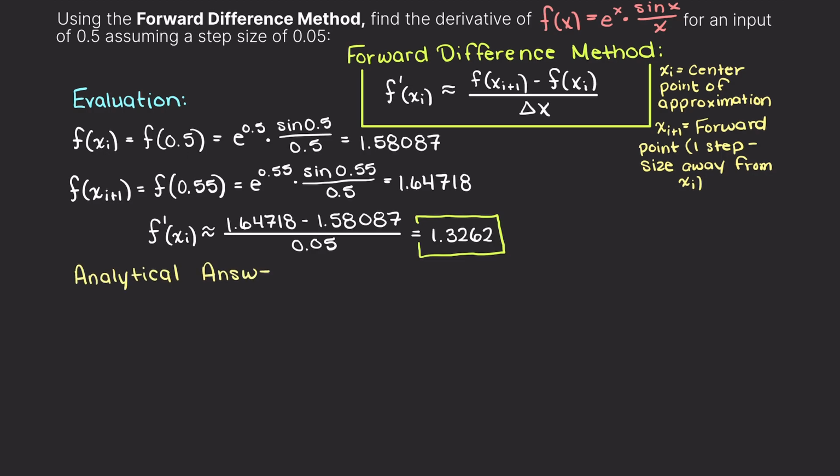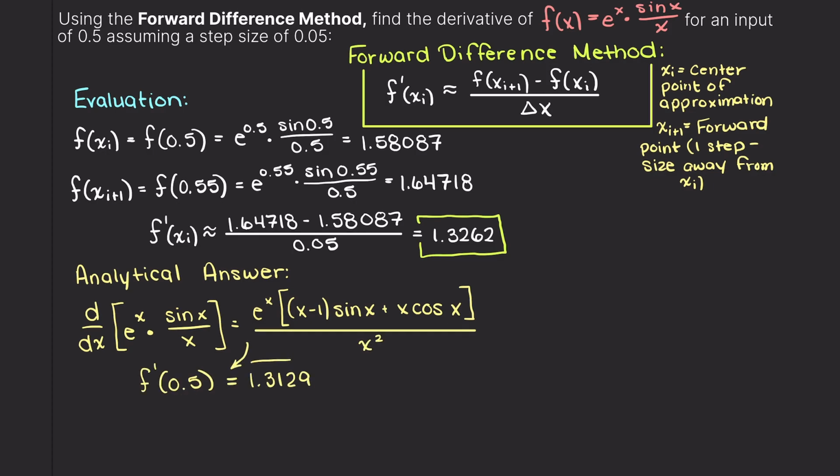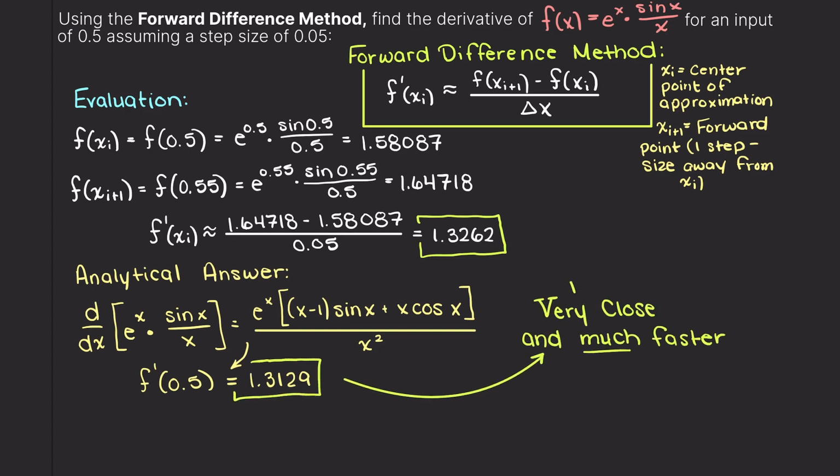Quickly, let's check how accurate that answer is though. To do this, we need to first take the derivative of this function, simplify it, and then evaluate it at x equals 0.5. Doing so, we get that this function's derivative at 0.5 is 1.3129, which is quite close to our approximated value. As you can see, using numerical differentiation is incredibly powerful.